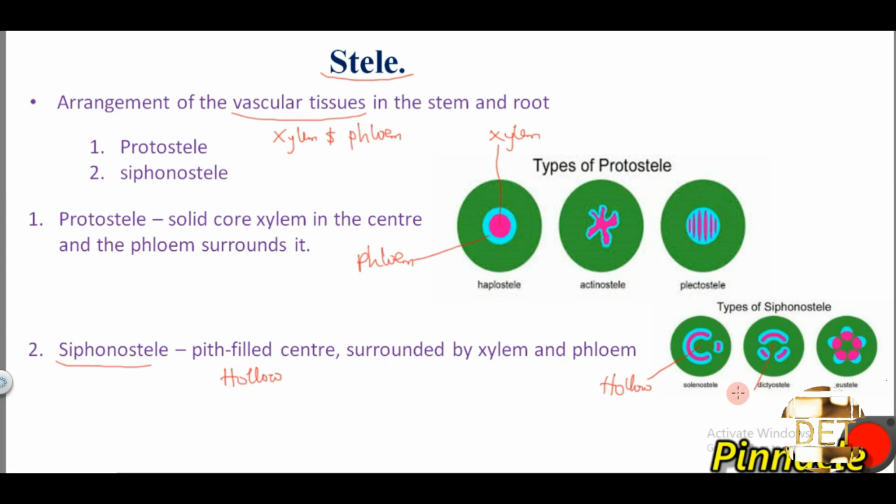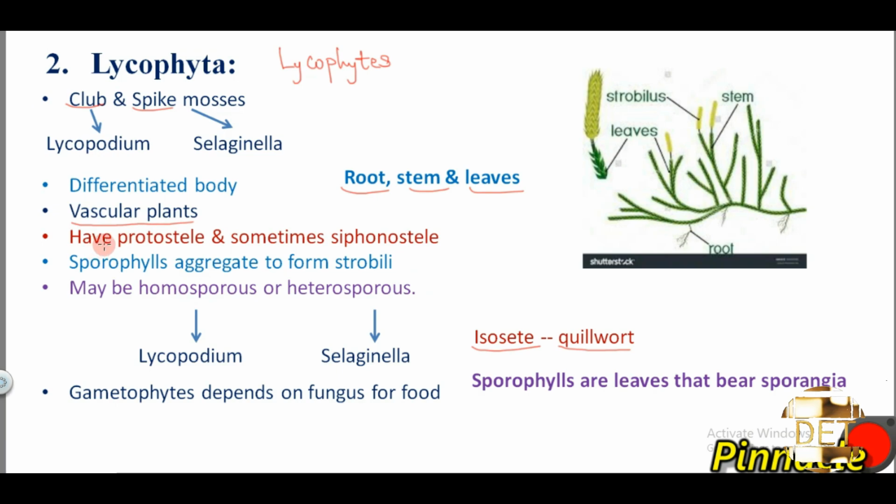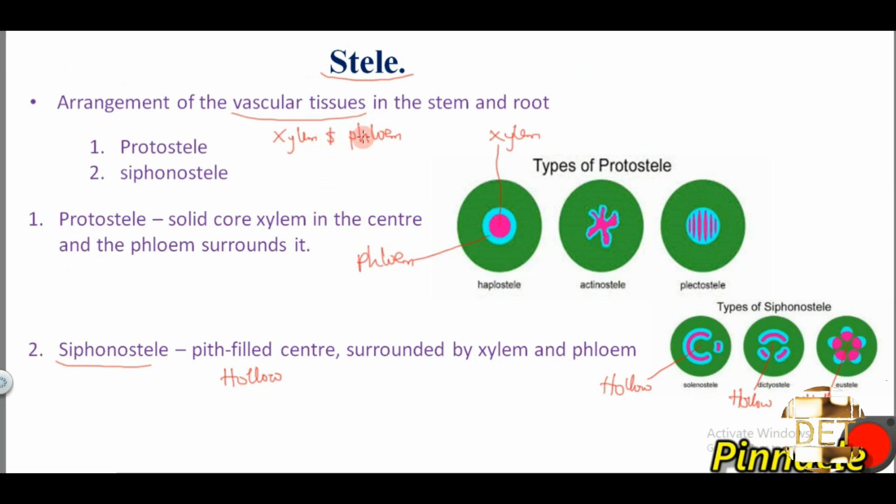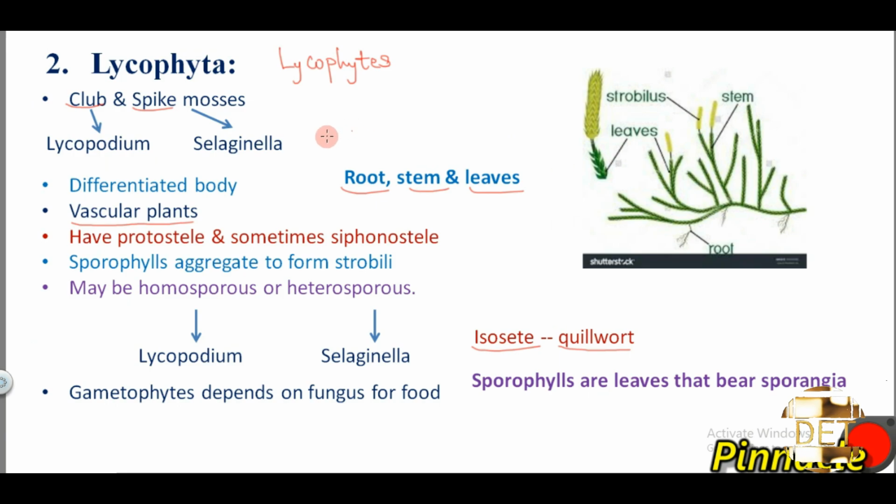This is the pit-filled center, which is hollow, and it has xylem and phloem surrounding it. What we're trying to say here is that the arrangement of the vascular tissues in lycophytes can exhibit the form of a protostele or siphonostele. Very important. Learning about stele is what we'll look at basically in second semester.